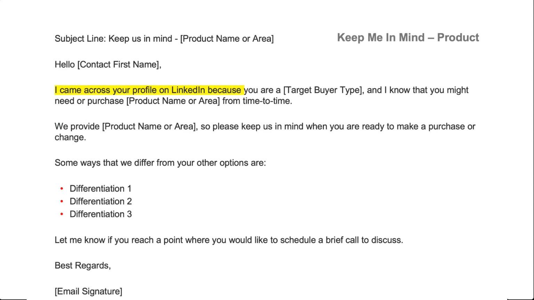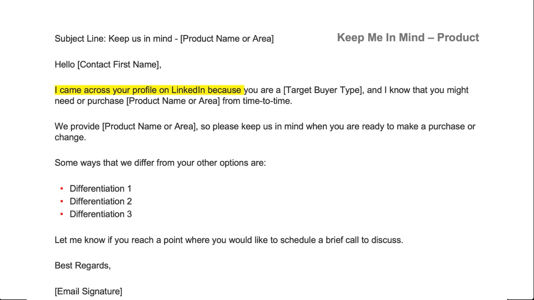This last email template you can either send sort of after you've sent your other emails, or you could send this by itself. And so this email is the Keep Me in Mind email. And this is good if you sell something that people buy regularly, if you agree that the odds of you timing your email at the perfect time where they need to buy what you sell might be low, then sometimes it can be good to send an email that says, hey, keep me in mind.